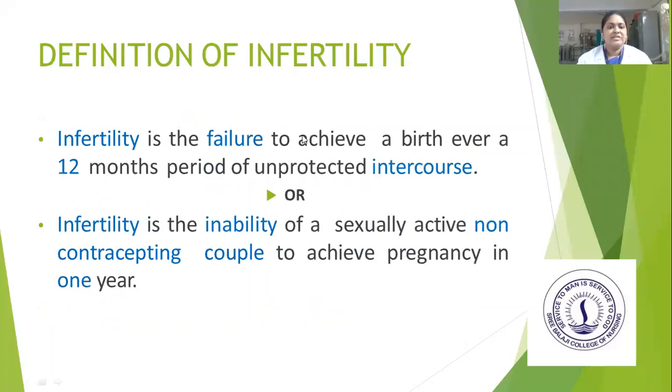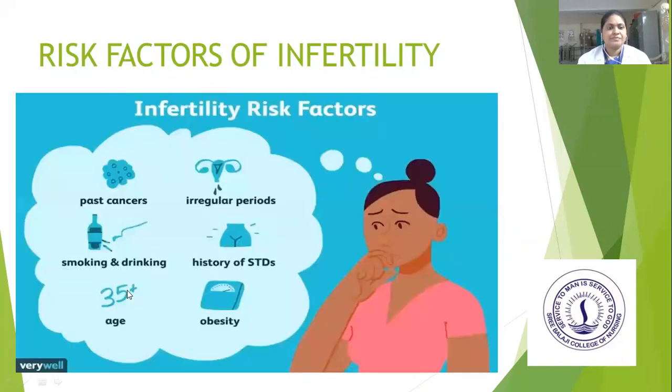What is the definition of infertility? Infertility is a failure to achieve a birth even after 12 months of unprotected intercourse. Infertility is the inability of a sexually active, non-contracepting couple to achieve pregnancy in one year.